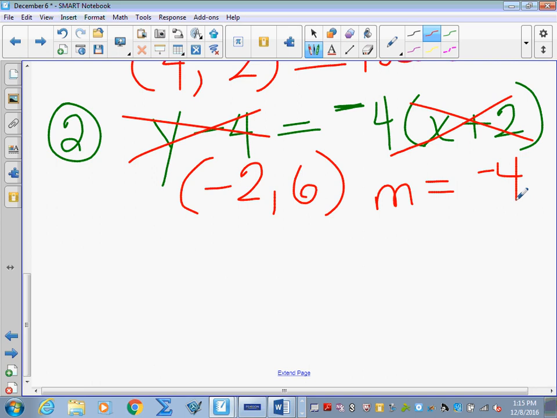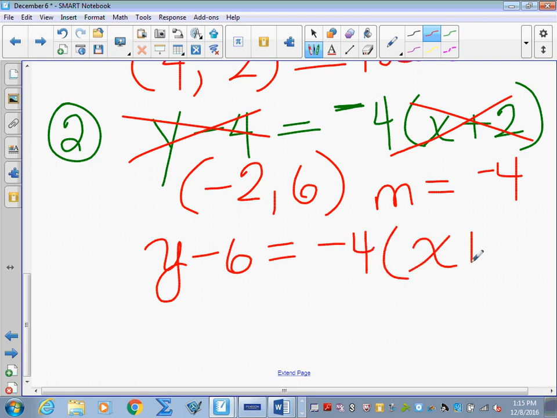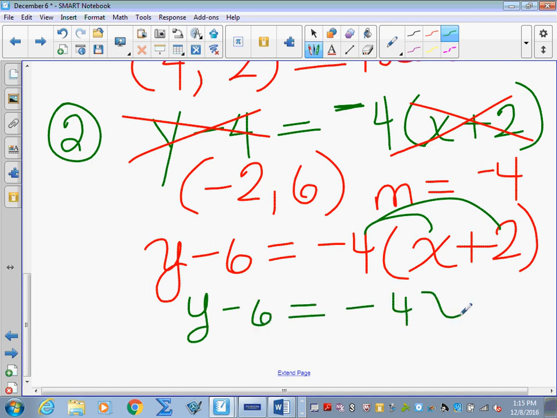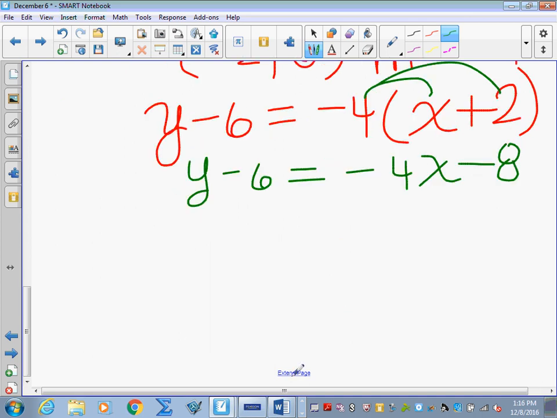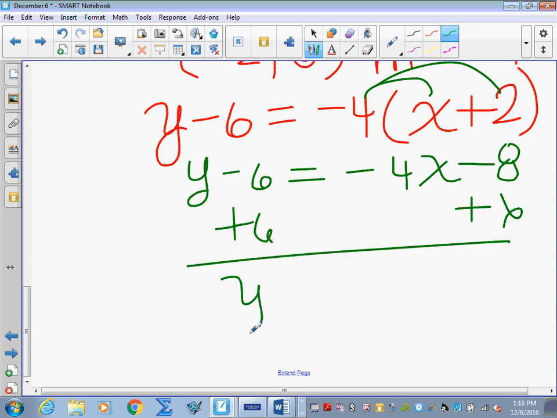So how do I do that? Who can help me? Okay? All right, go ahead. Y minus 6 equals -4 times x plus 2. All right, there's my point slope form. Right, now I'm going to solve for y. We're going to go ahead and distribute this out. So y minus 6 equals -4x minus 8. And now all you got to do is move the 6 over to the other side. So y equals -4x minus 2.